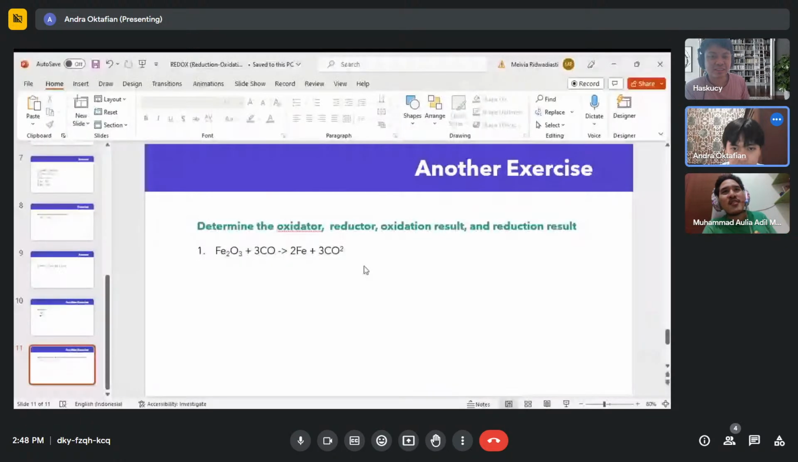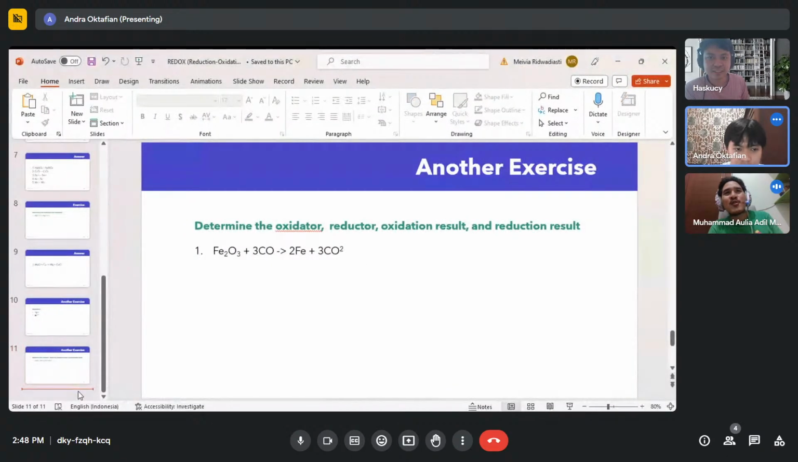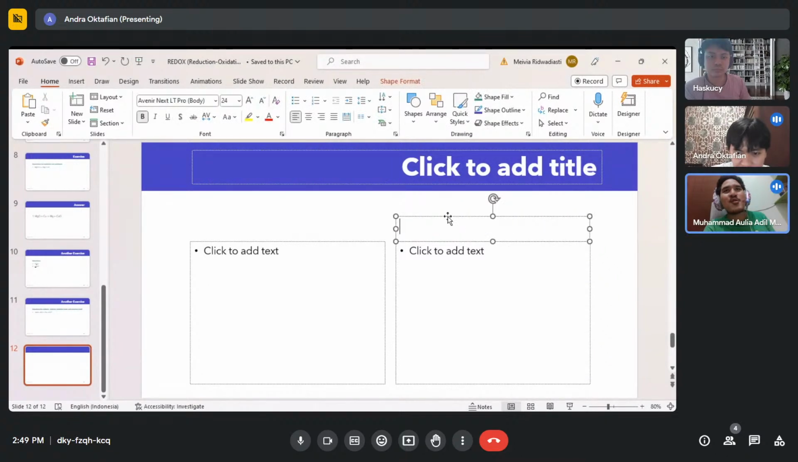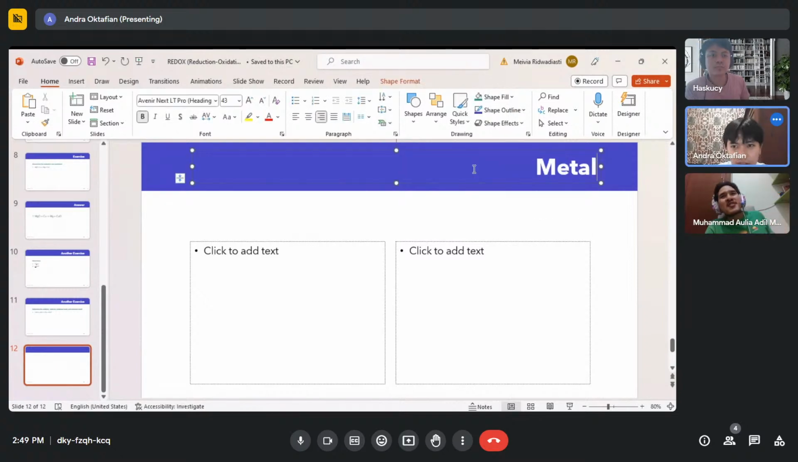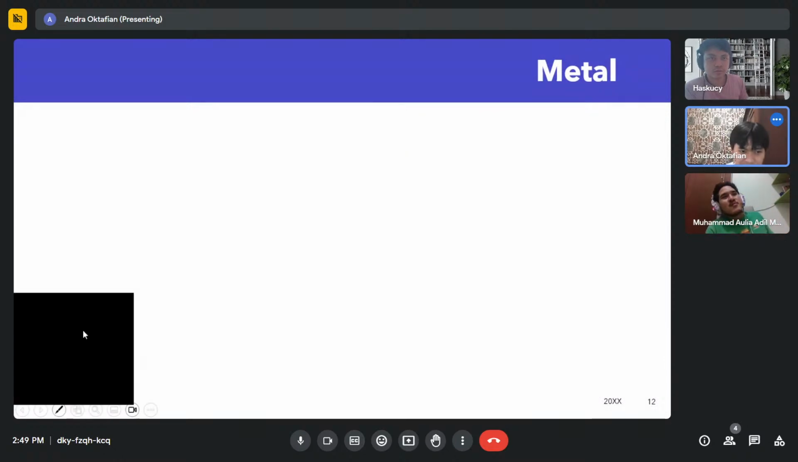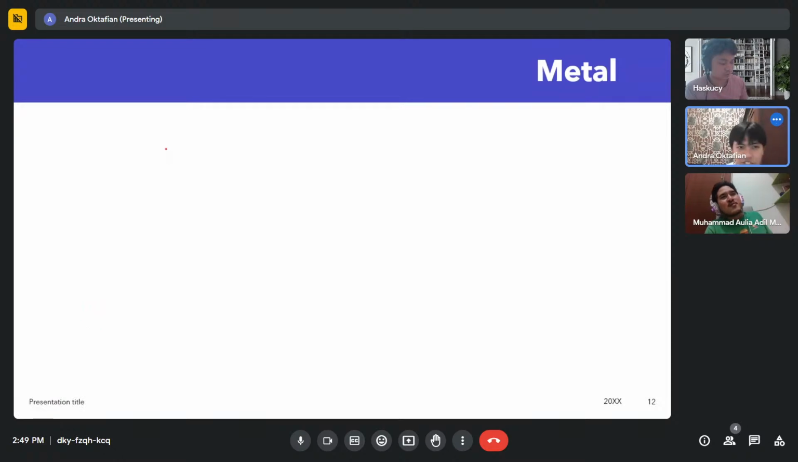Okay, we are done? Actually, I want to add some additional material. Sure, go ahead. About the metal oxidation state. The first thing you need to know about metal is that it would always be plus. Always plus.